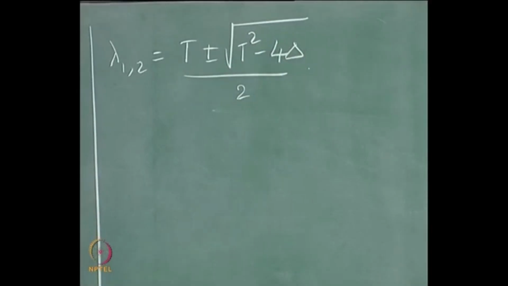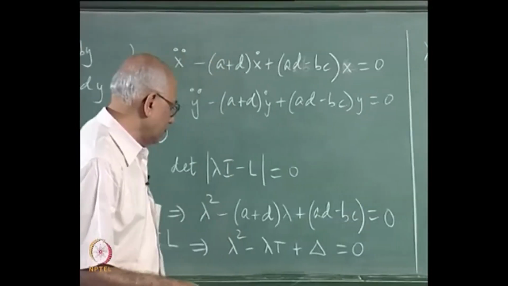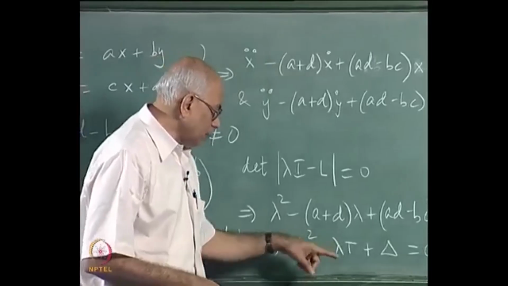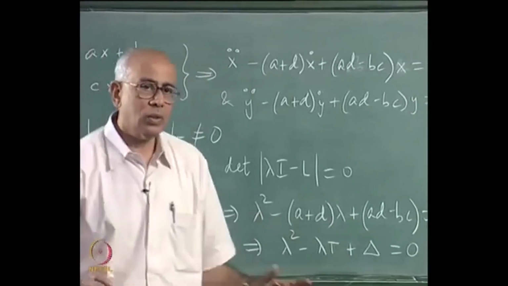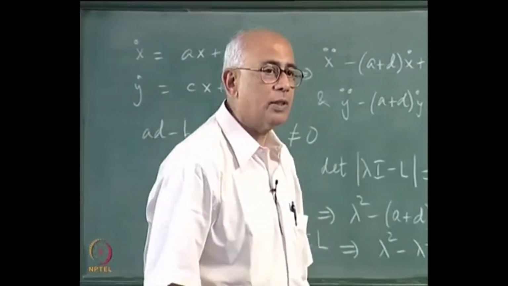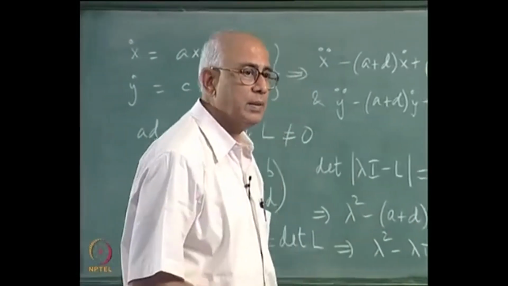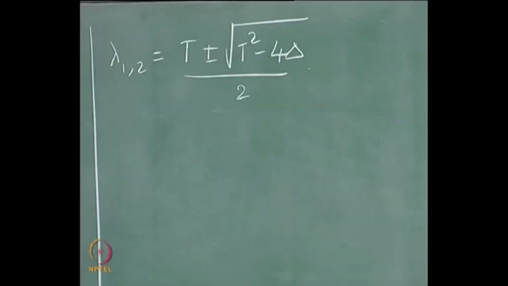And recall that the solutions are exponentials in lambda 1 and lambda 2. So what does this tell you? What does it tell you about these eigenvalues? The fact that they are dependent only on the trace and the determinant, and not on all four actual coefficients, but just these two combinations. That is going to play a role in what we are going to say next.